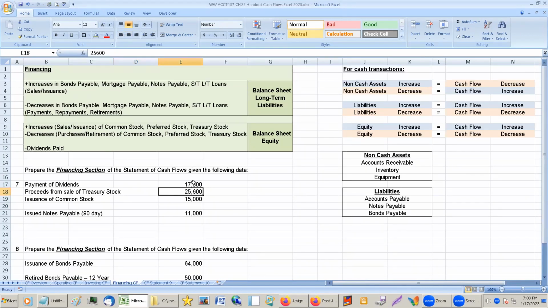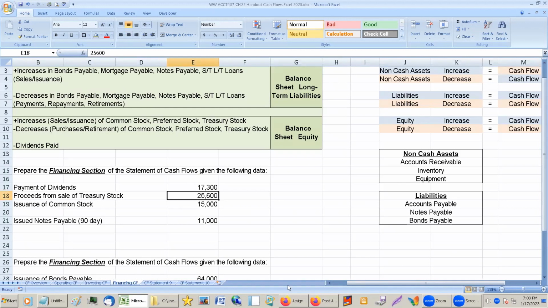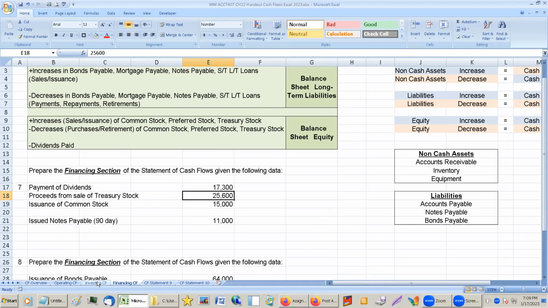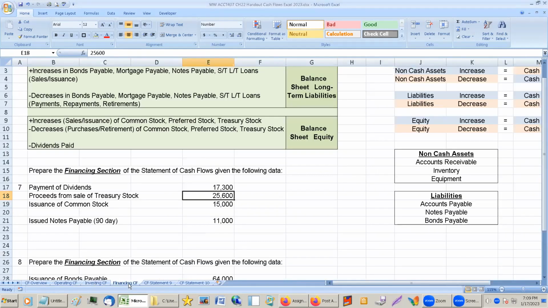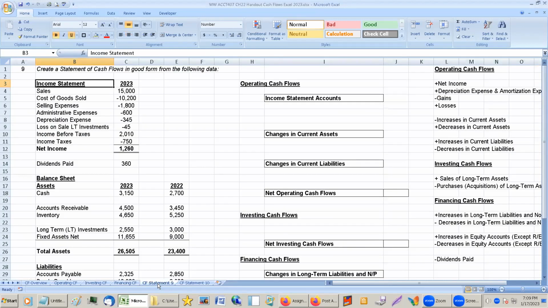Okay, let's go to... So just to let you guys know, we're doing the three different sections, here's operating, here's investing, here's financing, doing those separately. And then we're going to put one all together.